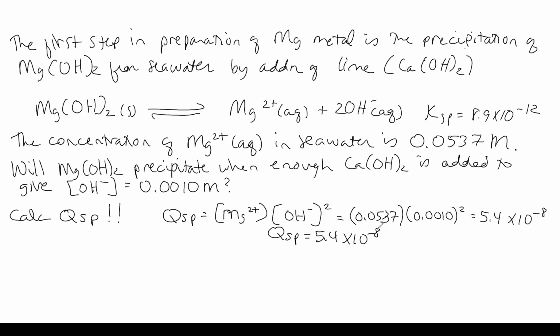So now what we're going to do is look up at our KSP that we were given, which is right here. And we're going to say, is it larger or smaller? And it actually turns out that QSP is, of course, larger than KSP. And so that tells us that the reaction is going to go in the reverse direction. And that means it's going to produce precipitate. Okay, so let's just go ahead and write in these values. That's larger than 8.9 times 10 to the negative 12.